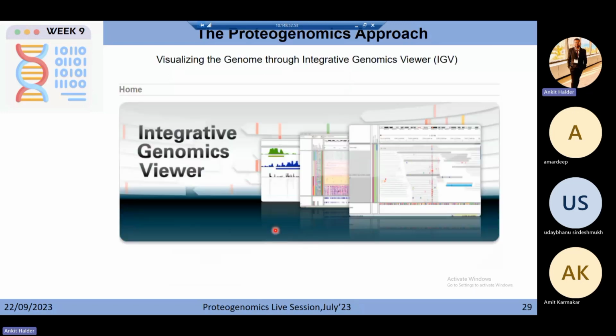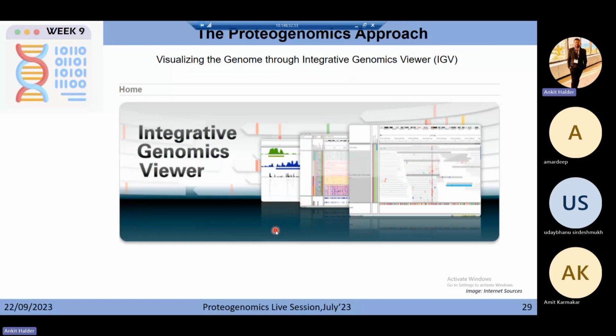So now moving on. As we mentioned, we have completed how we can integrate genomics and proteogenomics, how the database can be done, and housekeeping of a VCF file. Now we are looking at the genome viewer.